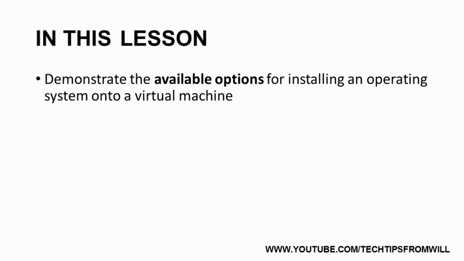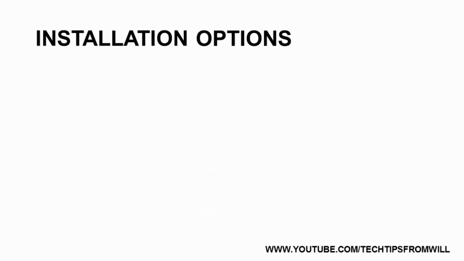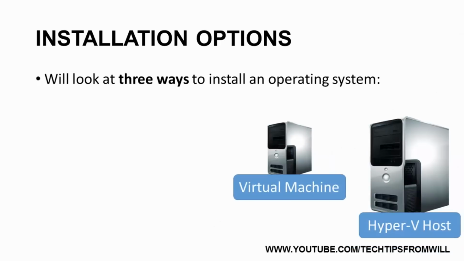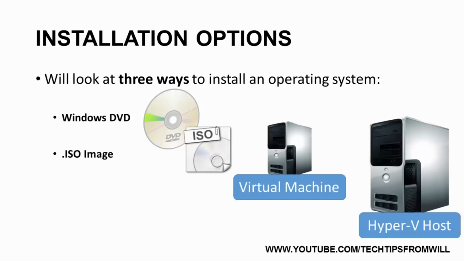Before we get started, it pays to know exactly what methods of installation are available to us. In this lesson, I will look at 3 ways to install an operating system onto a Hyper-V virtual machine. This will include using the traditional Windows DVD, using an ISO image, and finally, performing an installation over the network. Let's start by looking at installing Windows using the DVD.